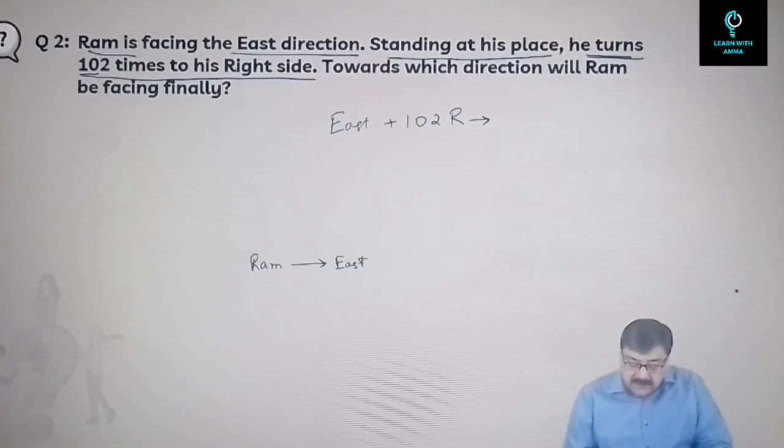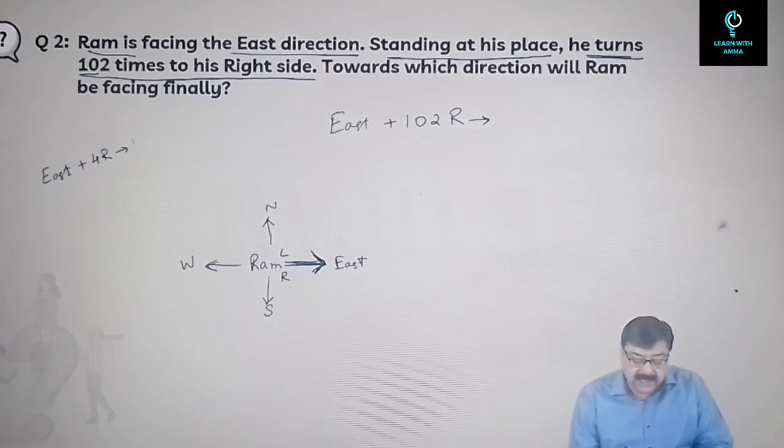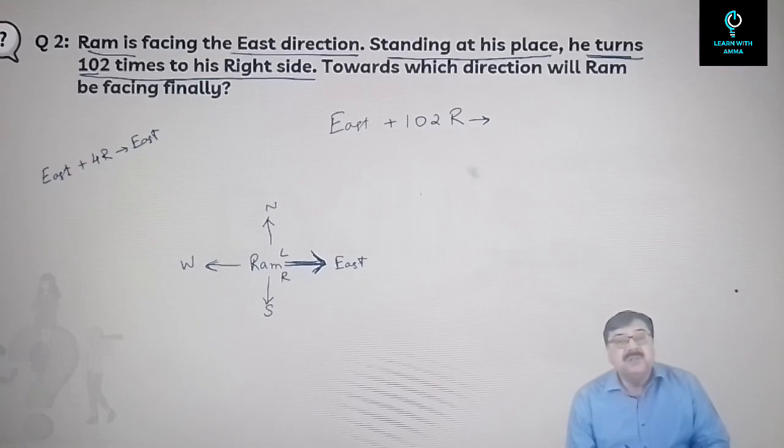Now we know that if a person here is facing towards east, this is his left and this is his right. If he turns towards right side, this is his first right, he would be facing south. Second right, he would be facing west. Third right, he would be facing north. And fourth right, once again, he would be facing east direction. So any person, let us say, who's facing east direction, if he takes 4 right turns, then finally he would again come back to the original position, that is, he would be facing the east direction.